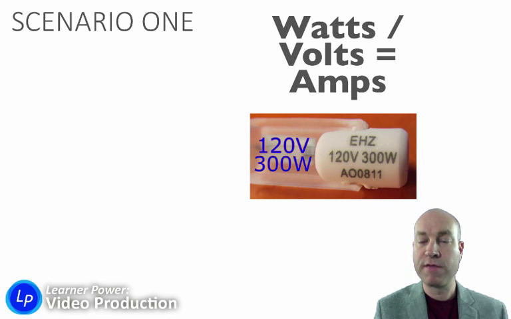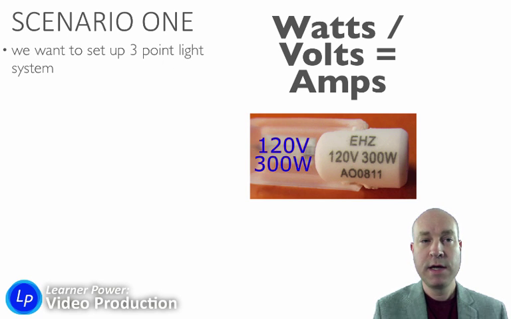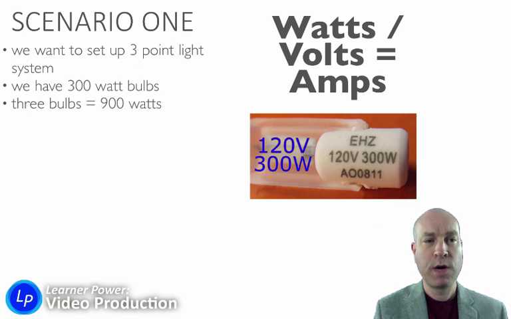That's a whole lot more than the 40 watt bulb we had in the last lesson. Now we're working with a bulb that's 300 watts. And of course, we want 3 of them because this is a 3-point light system that we're setting up. So we've got 3 different light fixtures, each one with a 300 watt bulb. And so 300 watts, 3 bulbs, we're talking about 900 watts we need to pull through our electrical system here to power these 3 bulbs.